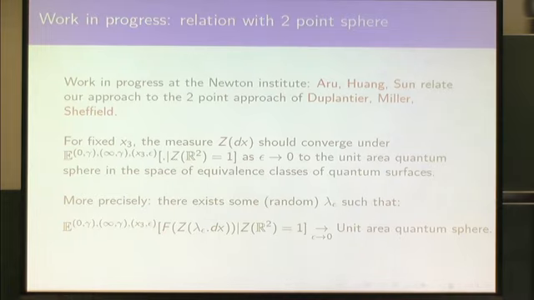What's interesting is there's a work in progress here by these 3 people. 2 of them are actually in the room, Aru and Sun, which is about relating these 2-point approaches to the approach we developed, where we see we need 3 or 4 or 5 points. The difference is the following: we work with random measures, right? And in this 2-point approach, they work in equivalence classes of random measures. So what does that mean?